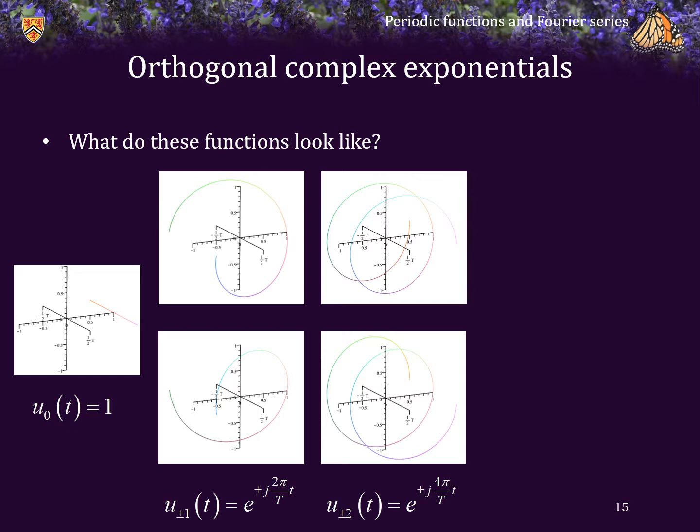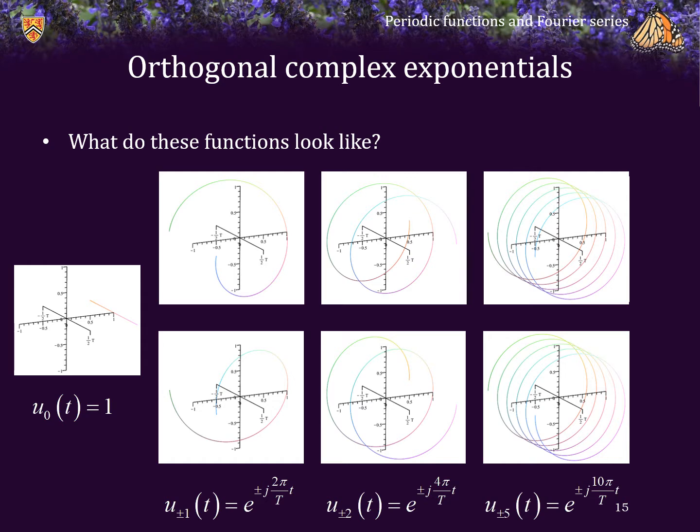You'll notice that u sub 2 above has a spiral that is counterclockwise, whereas u negative 2 has a spiral that is clockwise, or in the opposite direction. As one more example, u plus or minus 5 are shown here. So as you can see, we simply get more and more spirals. Each of these, we are looking at how much each period contributes to the function in question.